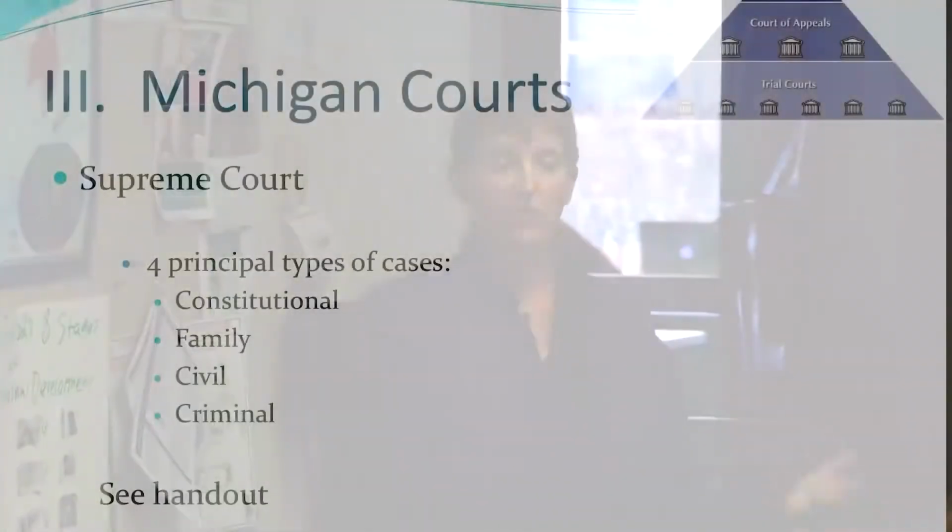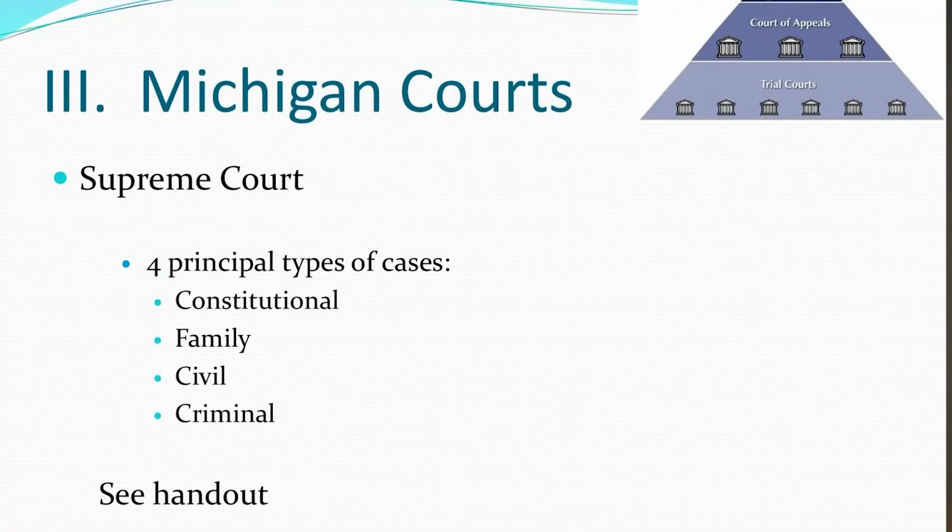The Michigan Supreme Court hears 4 principal kinds of cases. It hears constitutional cases. That is, cases that in some way relate to either the federal Constitution or the Michigan Constitution. It hears family cases. So that's your family court, right? Appeals on family court rulings. Civil cases. Appeals on civil court rulings. And finally, and perhaps most important, criminal cases.